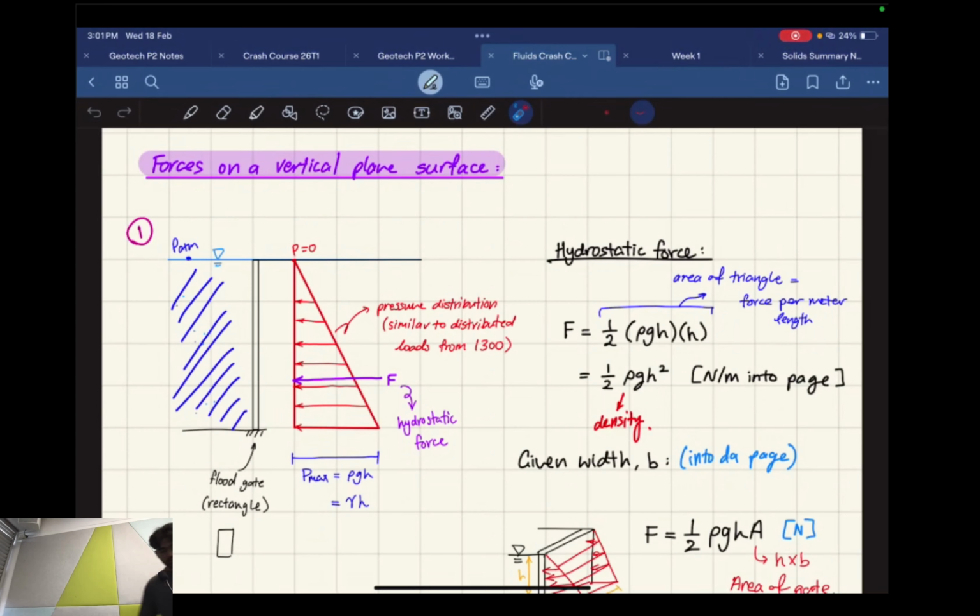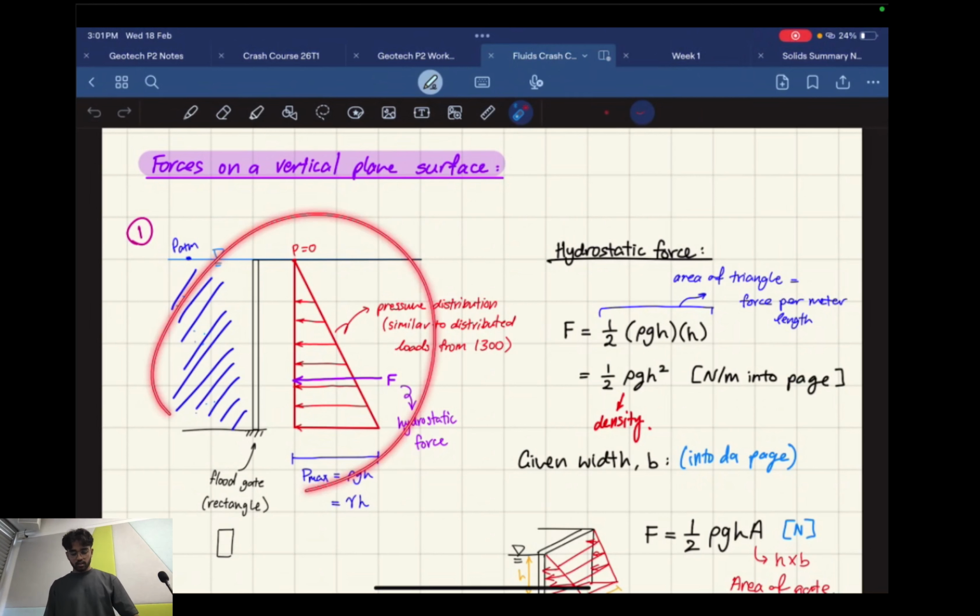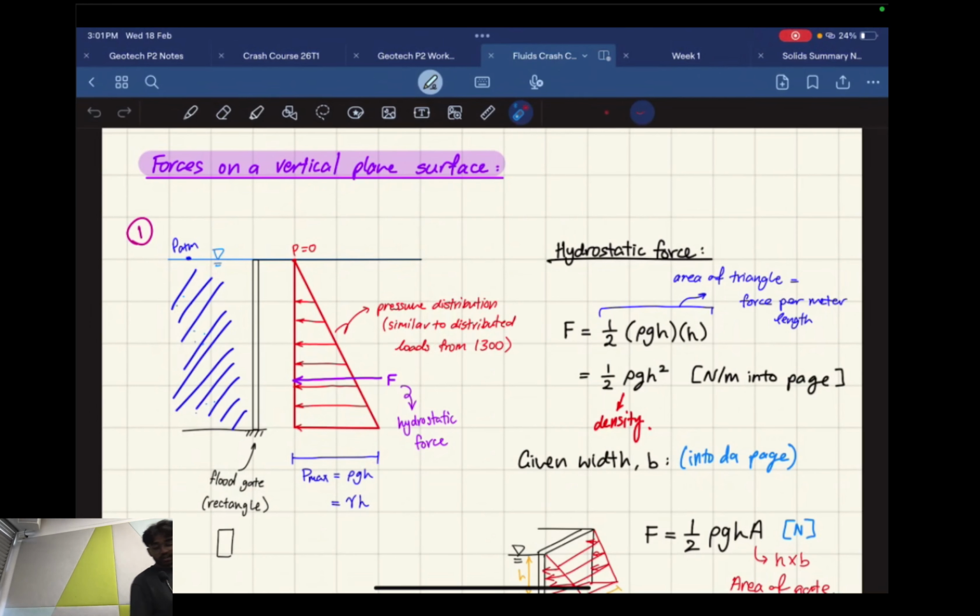What we're looking at right here is a side view. So this is the gate. There's water coming in from this direction, and it's applying a force. The red line with the arrows is your pressure distribution. As we said earlier, at the top it's going to be 0, and as your depth increases, your pressure is going to increase as well, going this way.